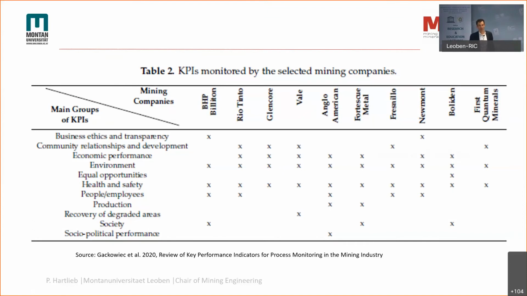Many are measuring environment, so how is their impact on the environment, and of course they are measuring health and safety. What I'm a bit surprised about is that if you take a look, for example, at the line of production, BHP, Rio Tinto, Glencore, and Vale don't seem to measure their production. So I don't believe that, but probably they forgot that they are a producing mining company or so. I don't know how this survey was made and how the authors of this paper came up with the information there.